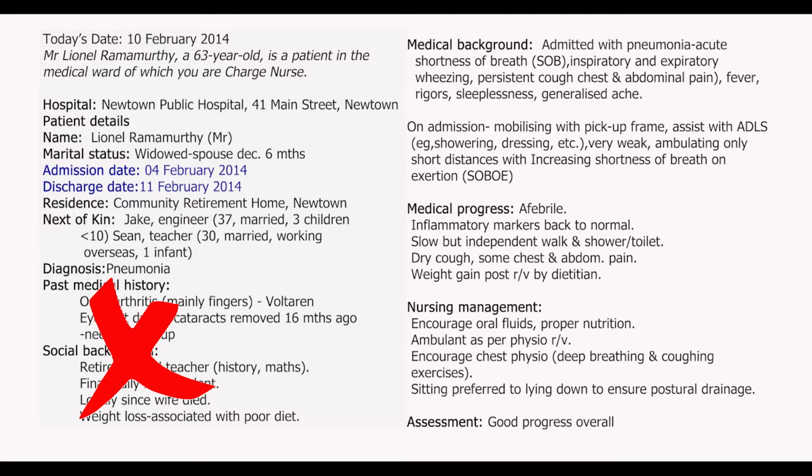Next is the diagnosis of the patient, which is pneumonia. Here, pneumonia is the main medical issue of the patient. So, definitely we need to include that in our letter. Like I told you, you can completely omit past medical history and social background since the case is known.